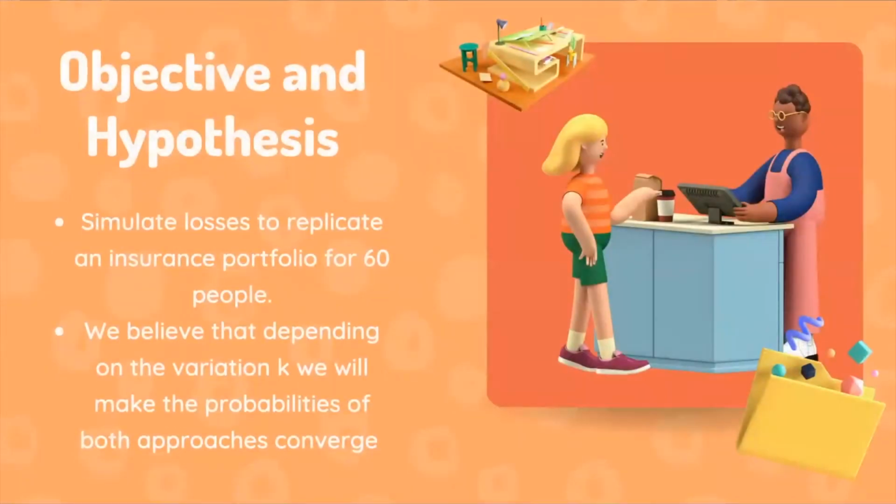In this project, our main objective is to create simulations of losses to replicate a real-life insurance portfolio for 60 people, using two different approaches and starting by computing losses for a 40-year-old person. Our hypothesis is that our k variable, also known as times sigma, as it is a key component in the calculation of the premium, is going to help converge both probabilities that result from the Central Limit Theorem approach and the Monte Carlo simulation technique.